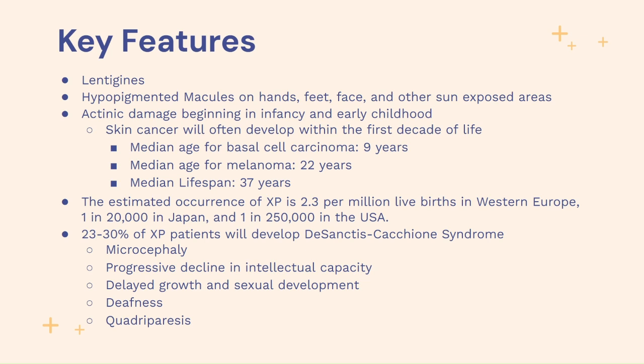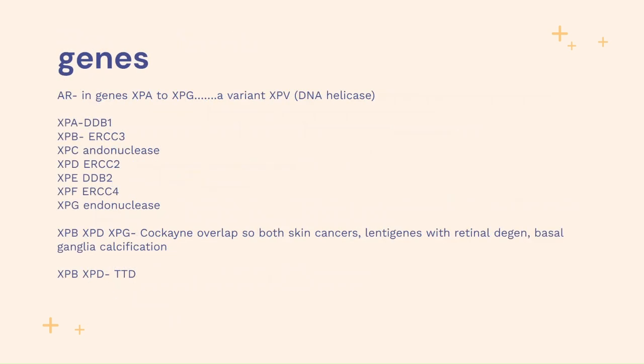Findings for that severe phenotype, De Sanctis-Cacchione syndrome, are microcephaly, progressive neural decline, delayed growth and sexual development, deafness, and quadriparesis. So it kind of sounds Cockayne-y, a little bit. There's some Cockayne syndrome things there.